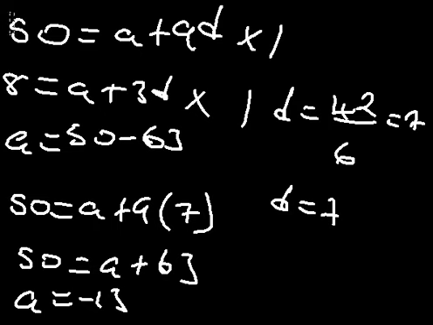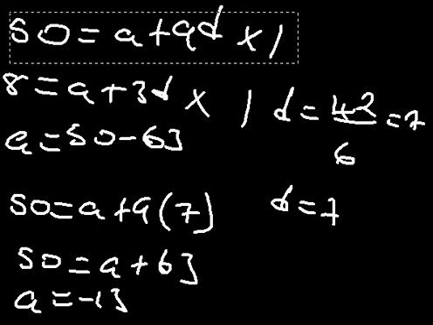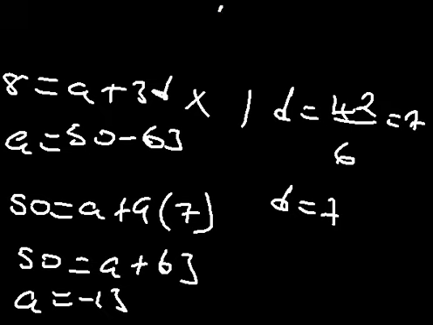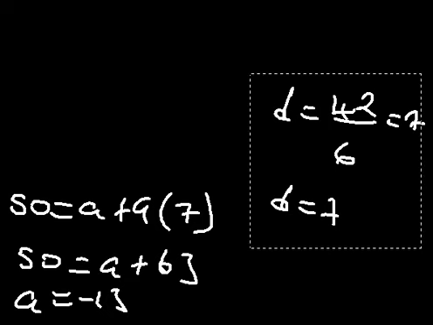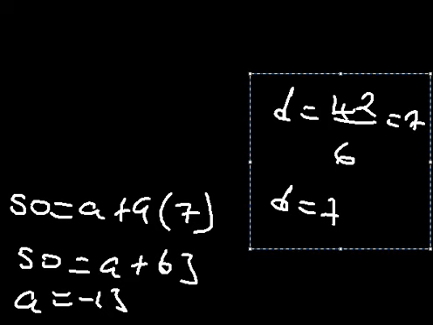So now we have the first term and the common difference. How can we get the nth term formula if that's the case? What is the nth term formula for that particular case?